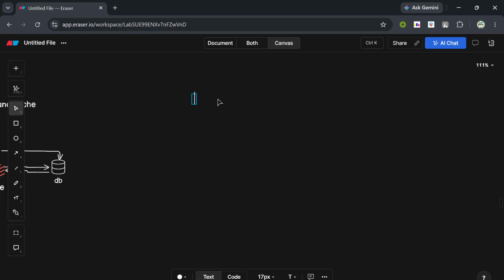Then we have the fourth kind of strategy, which is write back cache, or it is also known as write behind cache.